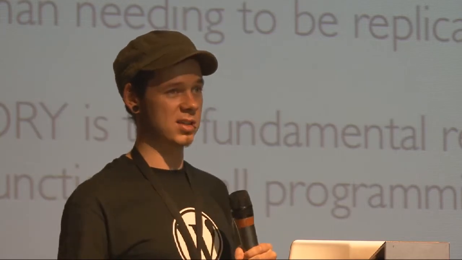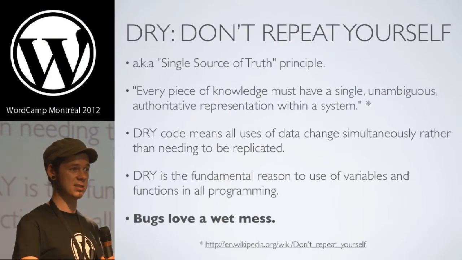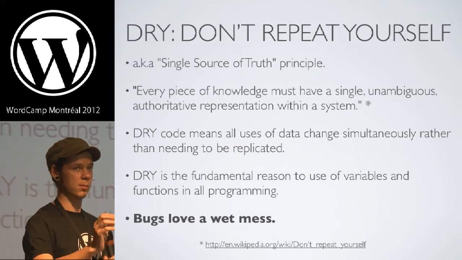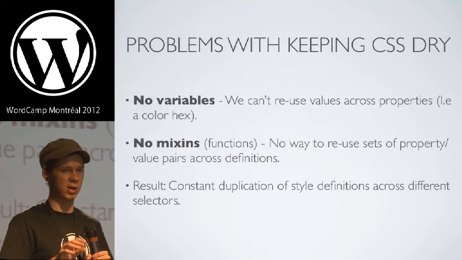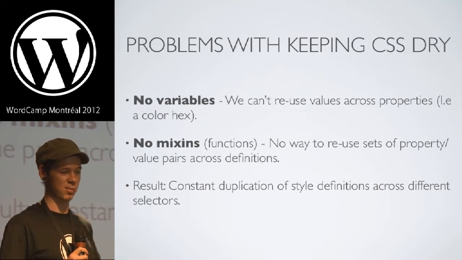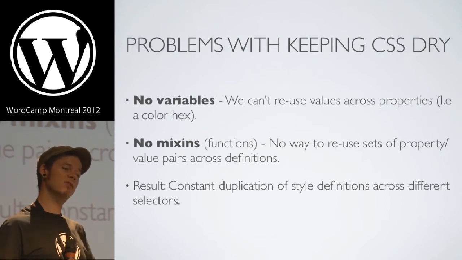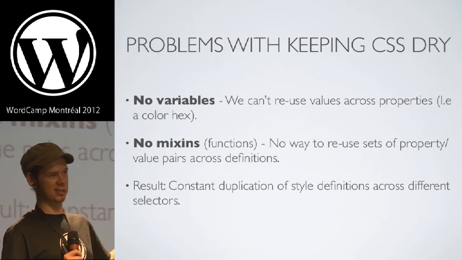And I like to say that bugs love a wet mess, which is true in reality and it's true in programming. If you're repeating yourself, bugs will breed in that place. When you are not repeating yourself, there's a lot less places that are gonna slowly creep up on you and take you forever to debug, even using all of the great advice from Mo yesterday. So, what's the problem? Why can't we just have dry CSS without Jared telling us about it?